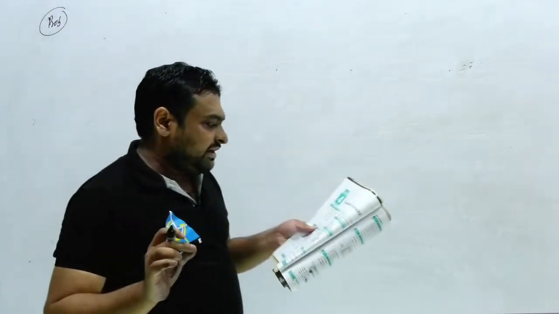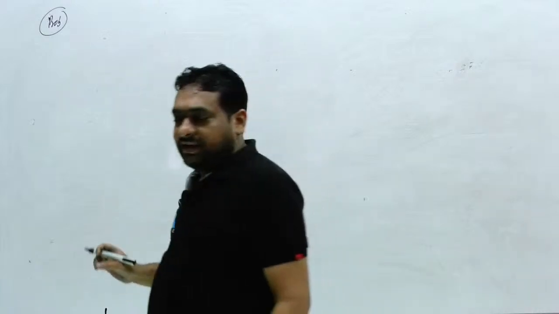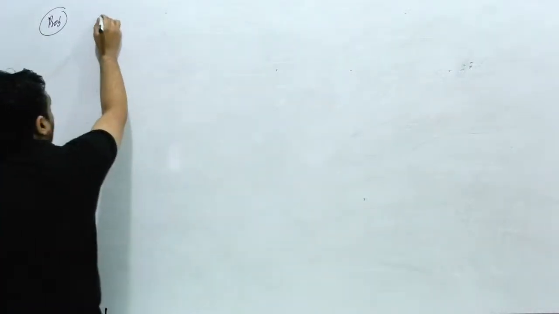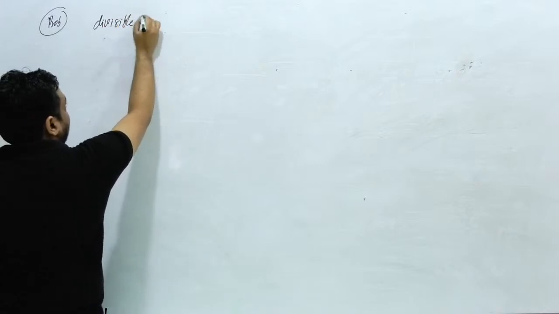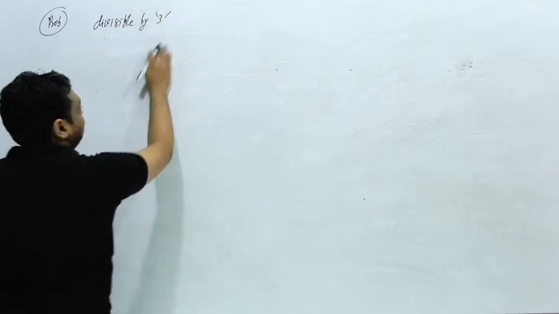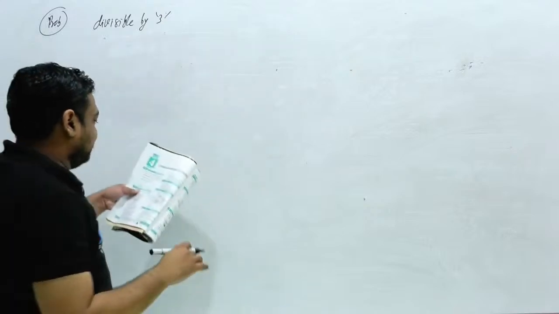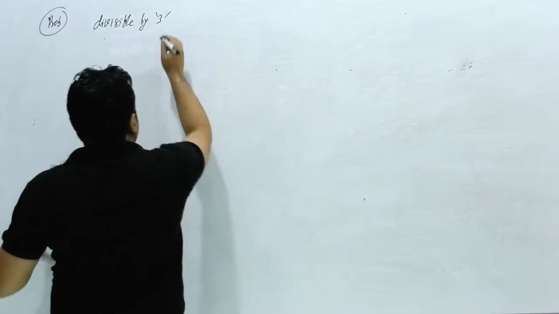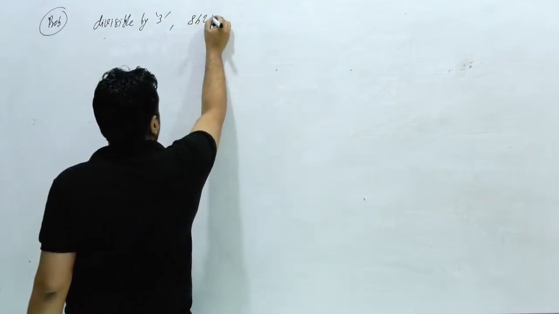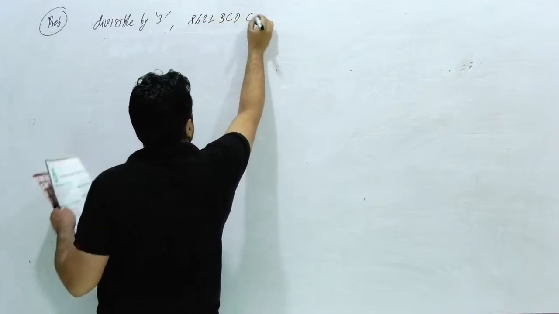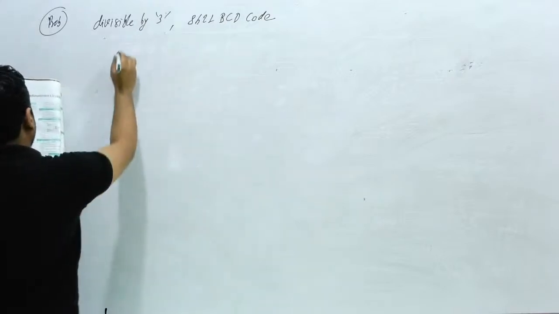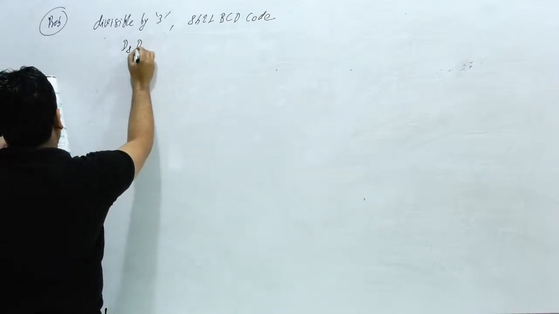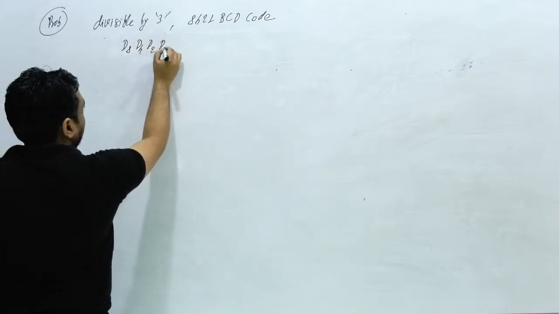The minimal function that can detect divisible by 3. So we have to design divisible by 3 for BCD. Divisible by 3, 8421 BCD code. This you have to implement, and you have to implement in terms of D8, D4, D2 and D1.